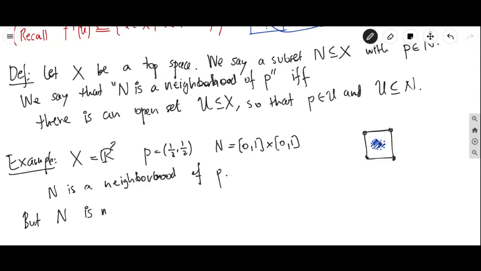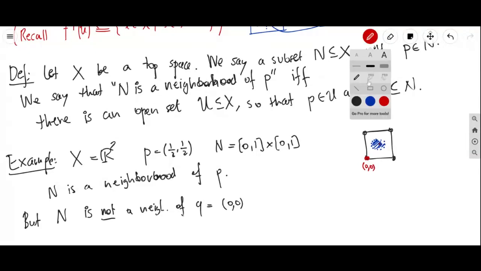N is not a neighborhood of Q, where Q is the origin, because the origin would be located right there. That would be (0, 0). That's the lower corner. And you can see what the problem is here. No matter how small you try to fit an open set, you can never make it be contained within N. Okay, so a neighborhood of a point is a set that is thick enough to contain an open set at that point.